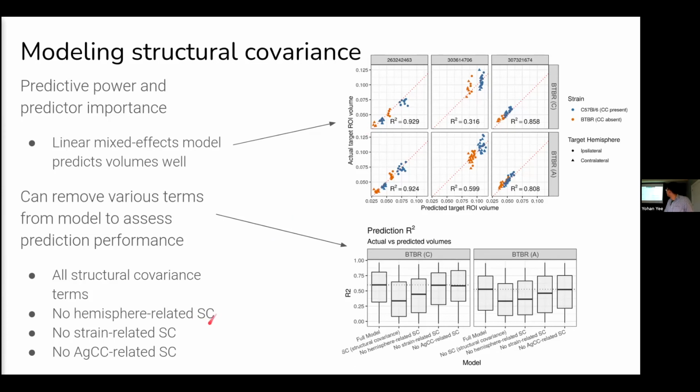But if you take out the agenesis of the corpus callosum term, that's shown in the distribution on the right, that doesn't really change the variation explained in structure volumes. So that's essentially saying that structural covariance is present, but the effect of the lack of connectivity doesn't really play much of a role in predicting target volumes or in driving structural covariance.